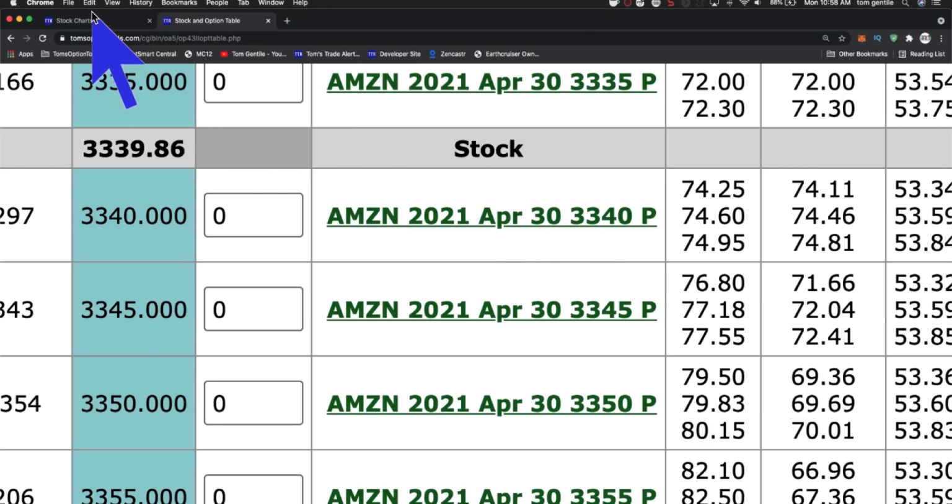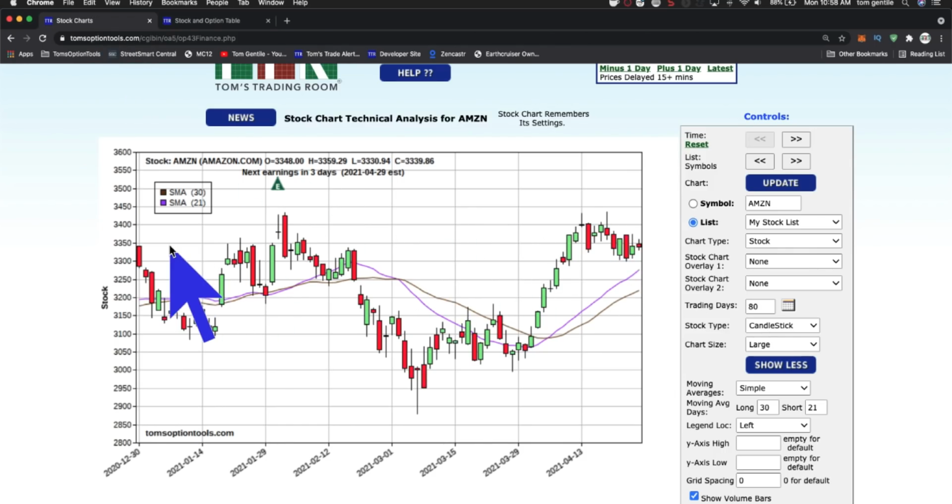Let's go back and look at the price itself of Amazon. So we're really talking about somewhere around 3,500 on the high side, all right? And then somewhere around 3,200 on the low side. So that's the range that Amazon is looking at just prior to earnings into post-earnings.